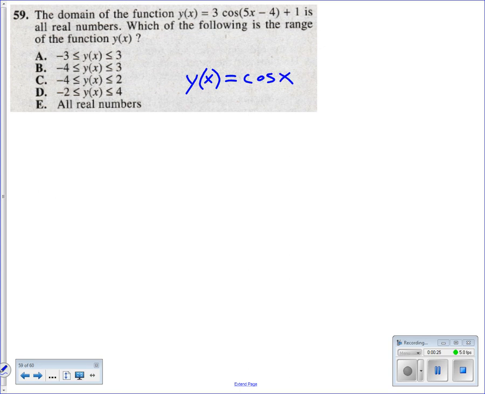And the transformations that are going to affect the range of this basic function are the multiplication by 3 of the entire function and then the addition of a 1 to the entire function. What you need to remember is that your basic cosine graph looks something like this, and goes forever in either direction with a max at 1 and a minimum at -1.